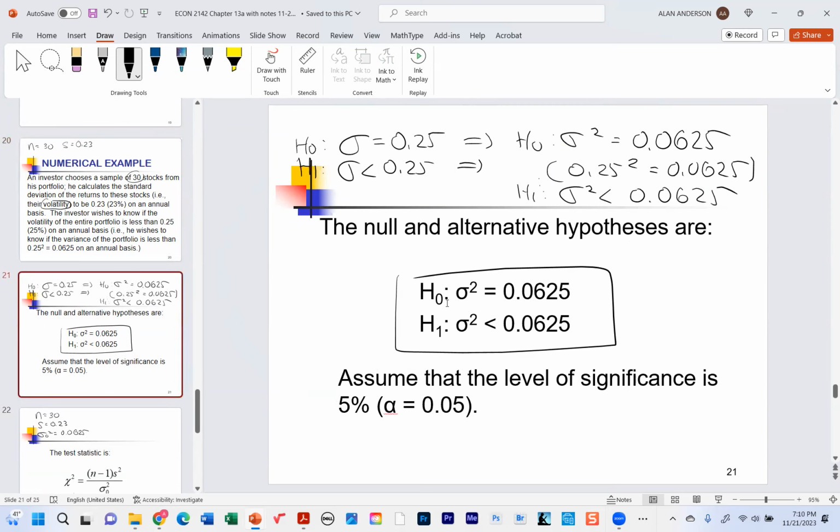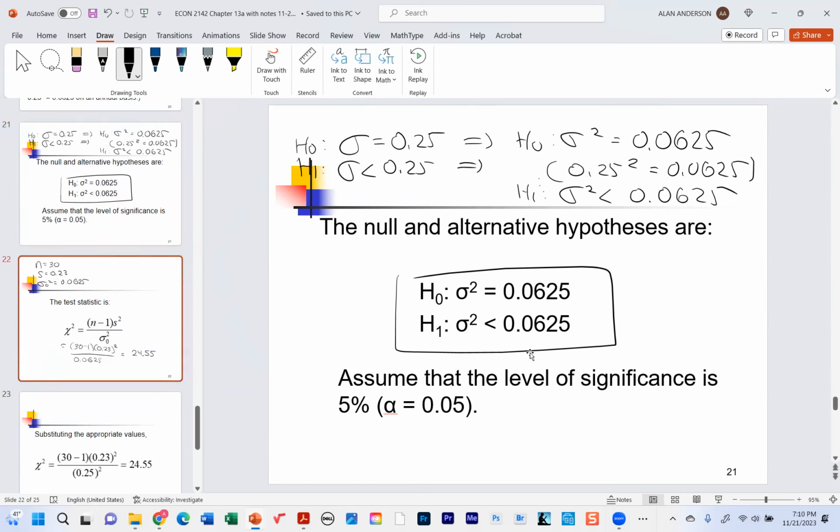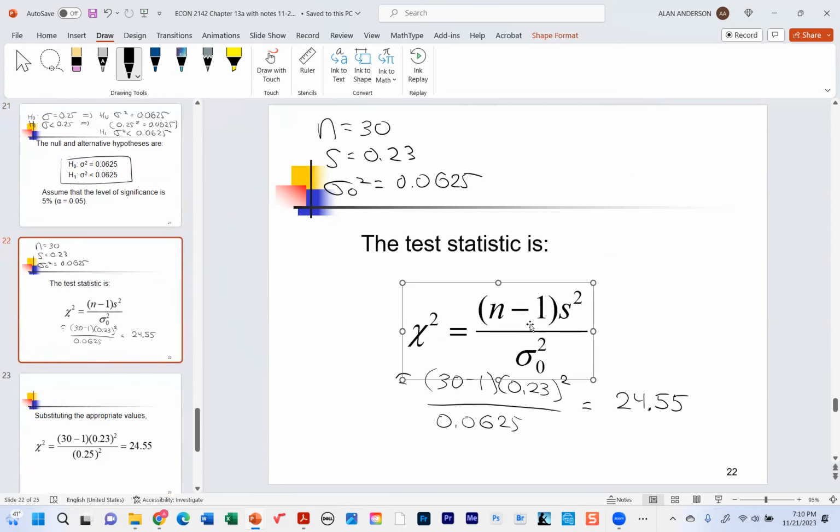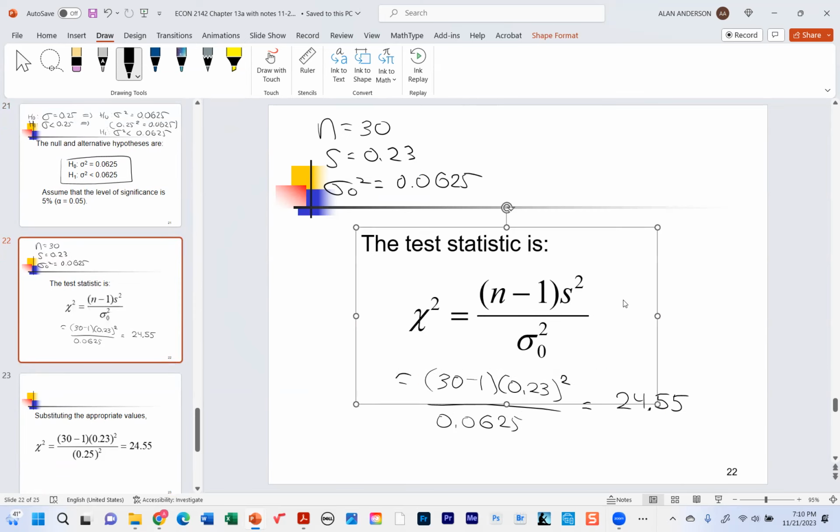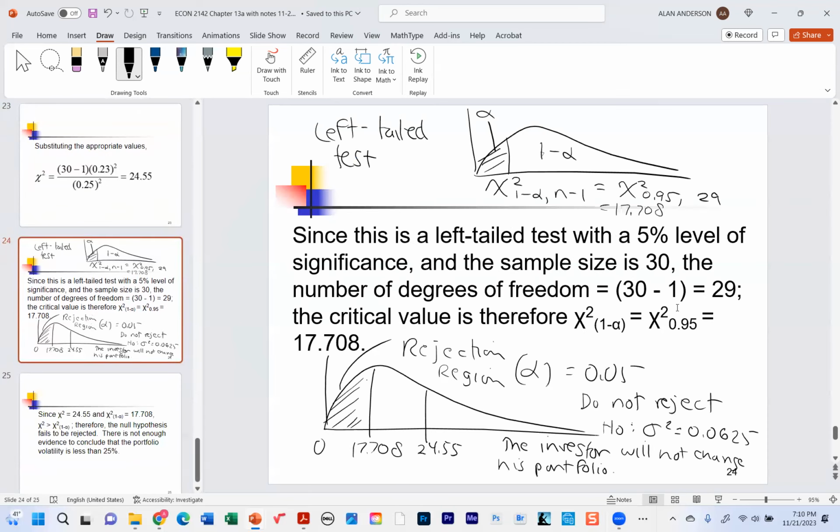So just remember, we have our normal null and alternative hypotheses based on the variance. Of course, we're given a level of significance. This is our test statistic, which is easy. But like I said, the critical values are a little challenging. But as long as we use the table carefully, we can find it very easily. And then we can make a normal decision, which means if the test statistic fails to fall into the rejection region as it did here, we do not reject the null.